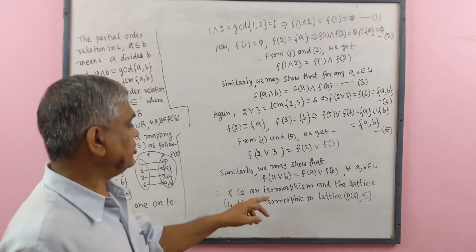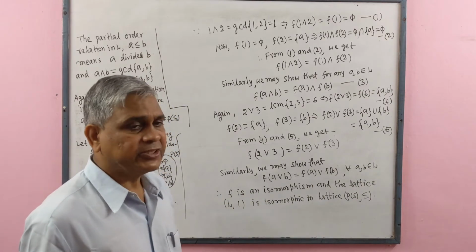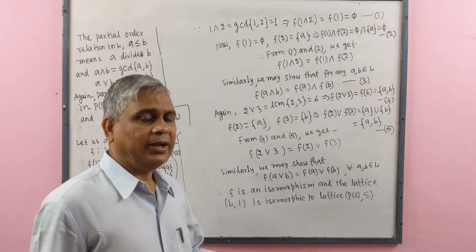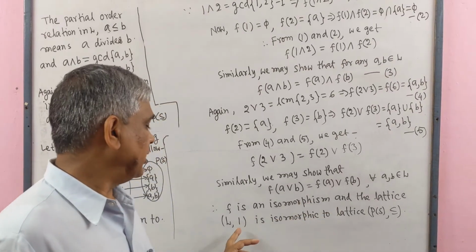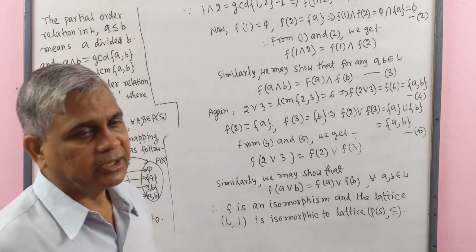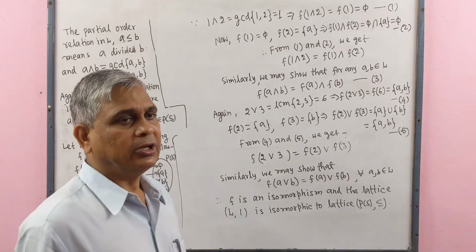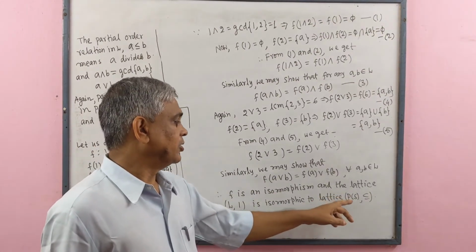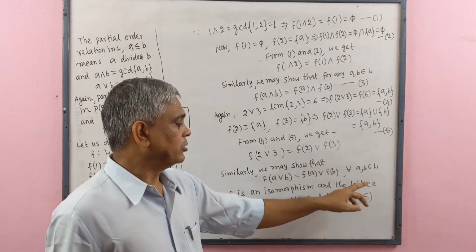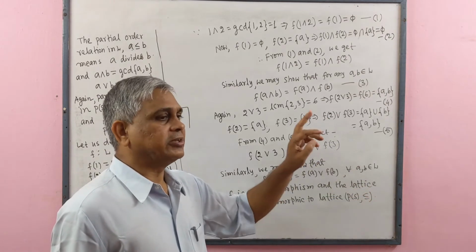Therefore, f is an isomorphism and the lattice L with divisibility relation is isomorphic to lattice P(S) with partial order relation subset.